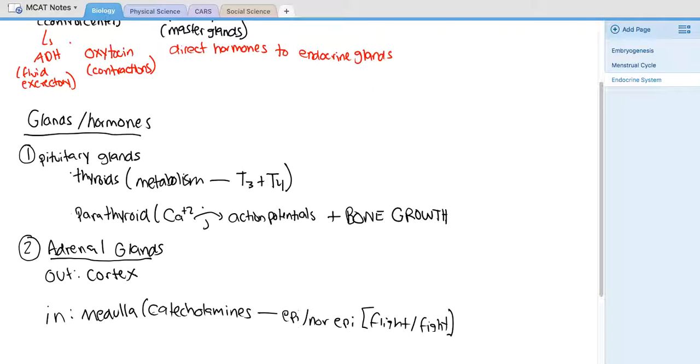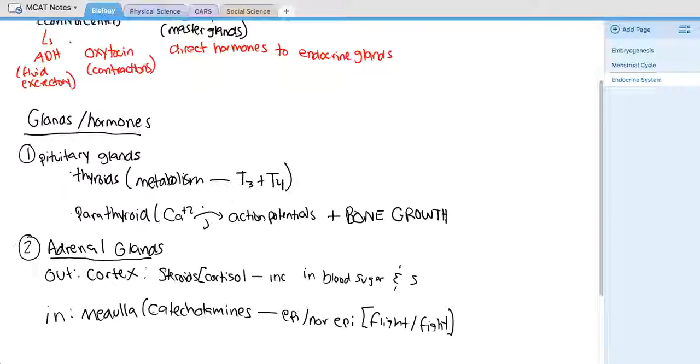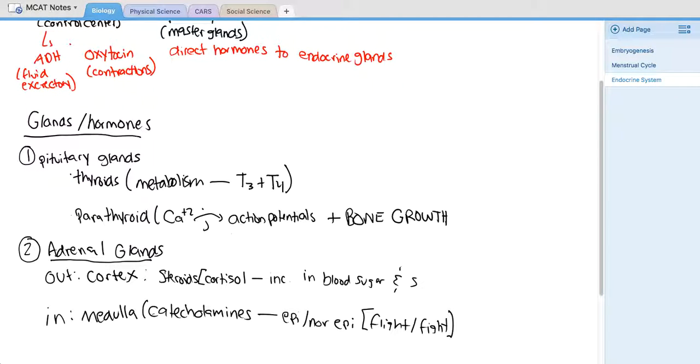And your cortex, this is going to be steroids that are made. So a very common steroid is cortisol, which is an increase in blood sugar and suppressing the immune system.